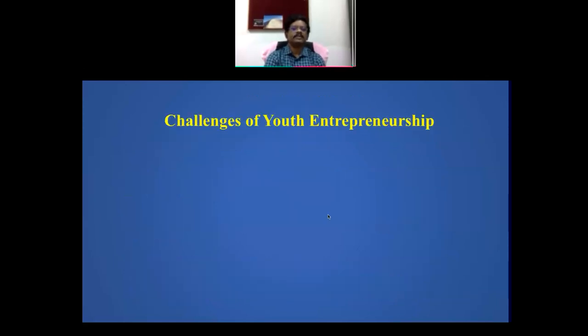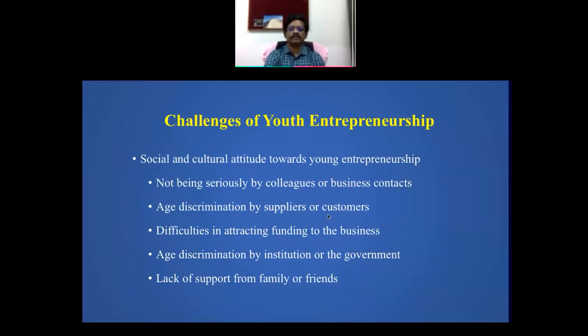So keeping this in mind, if you look at the challenges of youth entrepreneurship, there are certain issues. Generally we have certain limitations and challenges, like the social and cultural attitude towards young entrepreneurs. In a society like India, when you want to start your own business, instead of getting support and motivation, most of the people will try to discourage you, because you are young, and we always see that young people are not matured enough and have their own limitations.